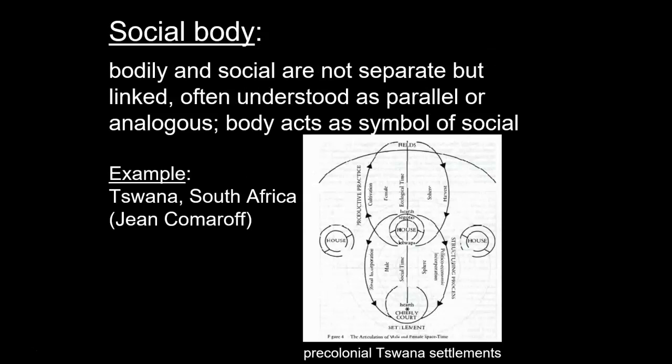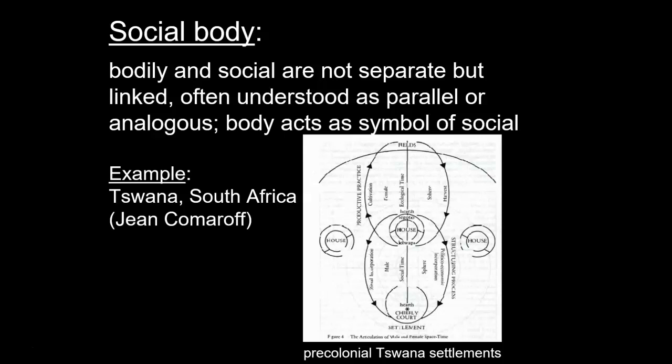The second body that Scheper-Hughes and Lock talk about is what they call the social body. And here they are referencing the fact that bodily and social things are not separate, but are linked. And indeed, they are often explicitly understood as parallel or as analogous in various cultural worlds. Okay, so in that way, the body often is used as a sort of symbol or as a model for social processes.